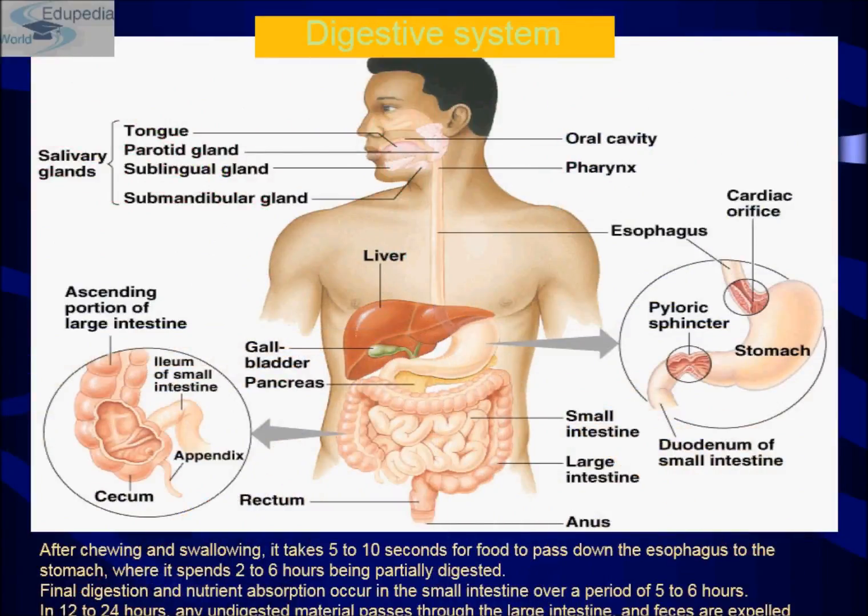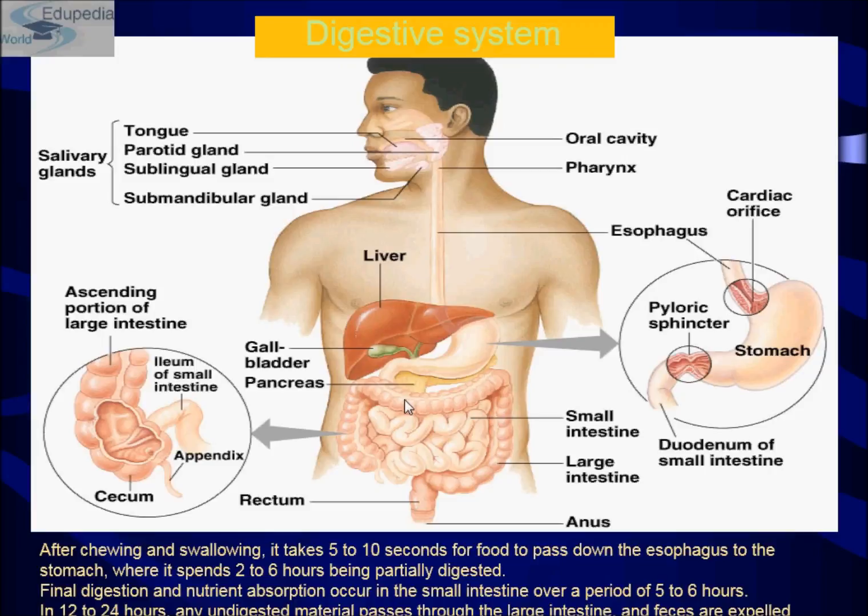So, the human digestive system. This is the oral cavity where the tongue is, and the parotid glands, sublingual glands and submandibular glands are there. Three salivary glands are there. Then this is the pharynx, this is the esophagus, this is the liver, and the stomach, which has an opening known as the cardiac orifice, and this is known as the pyloric sphincter, where it is connected to the duodenum of the small intestine. And this is the small intestine, this is the large intestine, and this is finally the anus.